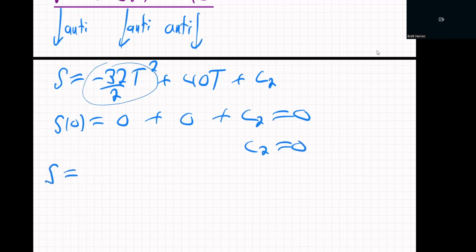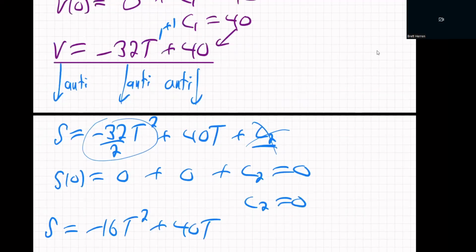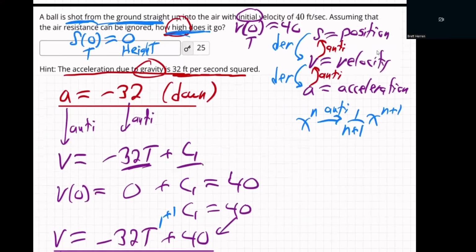All right, so now we have the position equation. This is minus 16t squared plus 40t, and C2 is just 0, so it's gone. So there's the position equation at any time. All right, so now what do we want to do? We want to find the position. How high does it go?